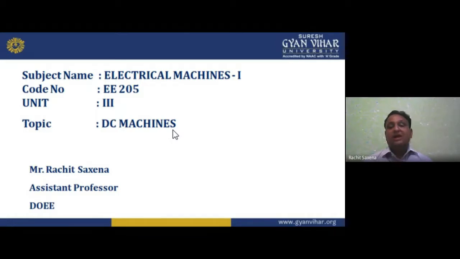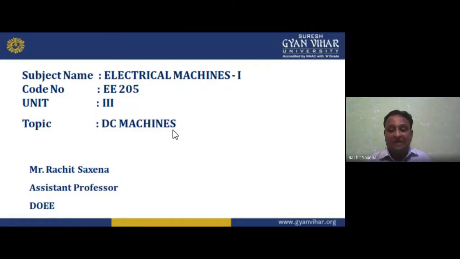In unit number 4, again we are going to study motor and generator, but specifically. Here we have studied the basics of DC machines, that is action, reactions, process, torque and electrification. But in unit number 4, we are going to study the types of DC machine, how they work, what their characteristics are, and how it takes place. So all this we are going to study in the next lectures.